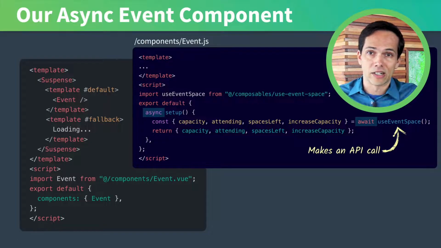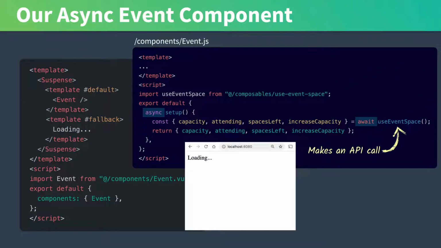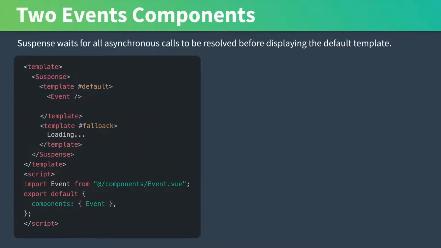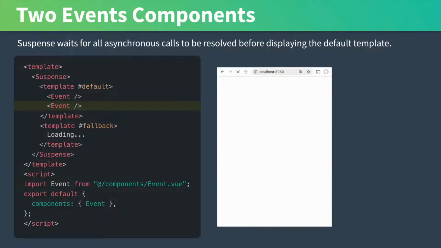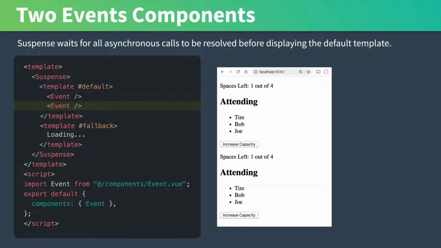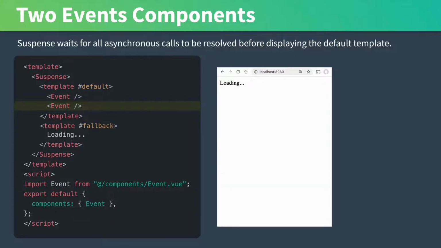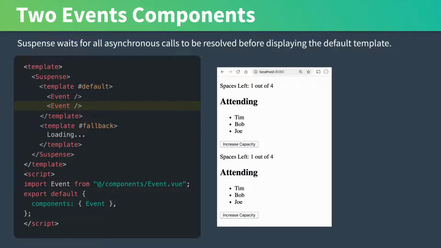So if we load this up in the browser, we can see that our fallback template showing loading gets loaded first, and then when the promise resolves, it displays the default template. Suspense waits for all the asynchronous calls to be resolved before displaying the default template. We can test this out simply by using the event component twice. So if we load up our browser, we see loading, and then only once both API calls are returned does it display the default template.